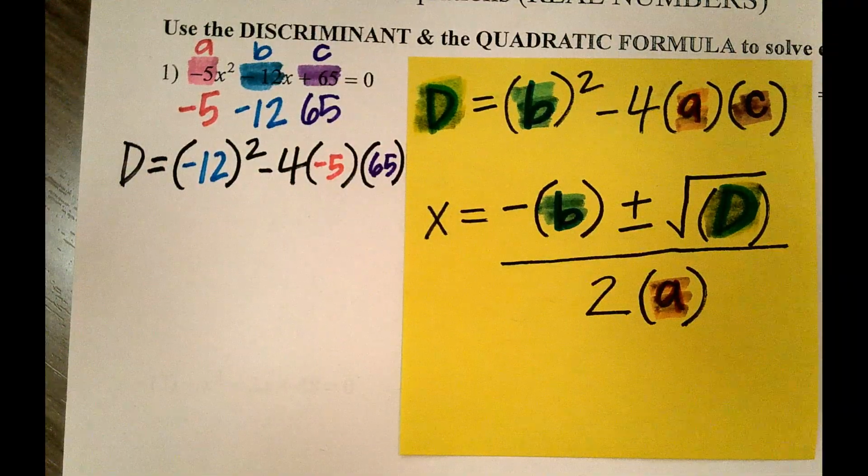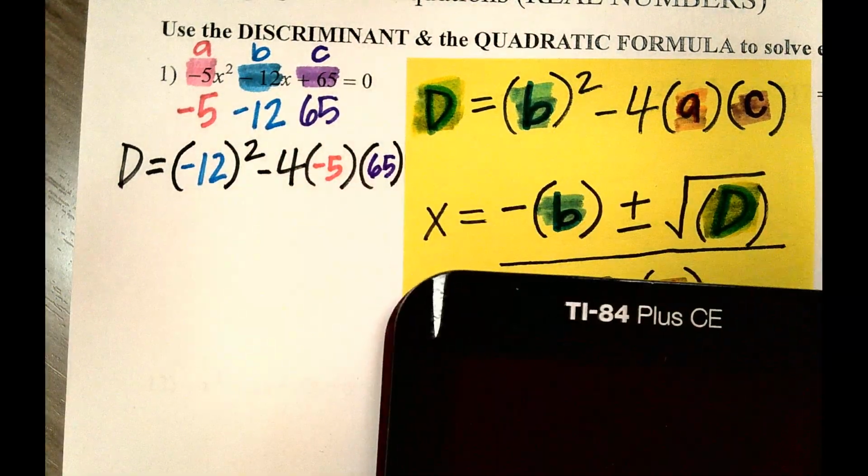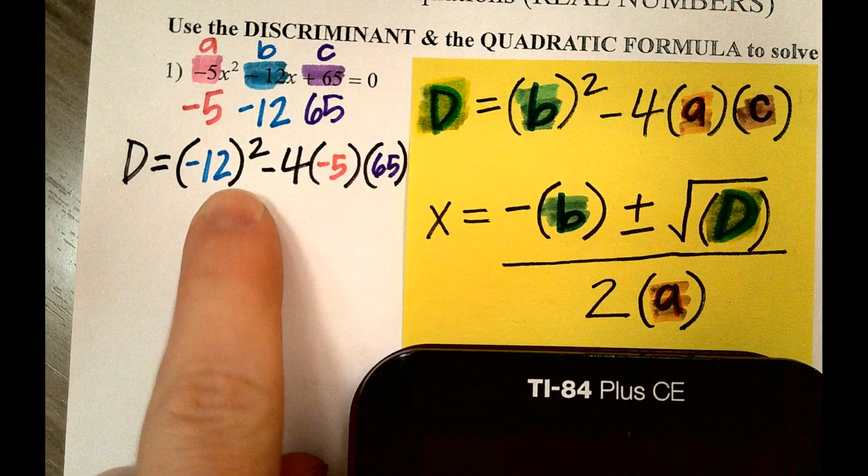Distribute. What am I distributing? -12 and 2. Well, multiply it. Multiply -12 with the 2. -12 with the 2. So like -12 times 2? Yeah. So remember, this is squared.